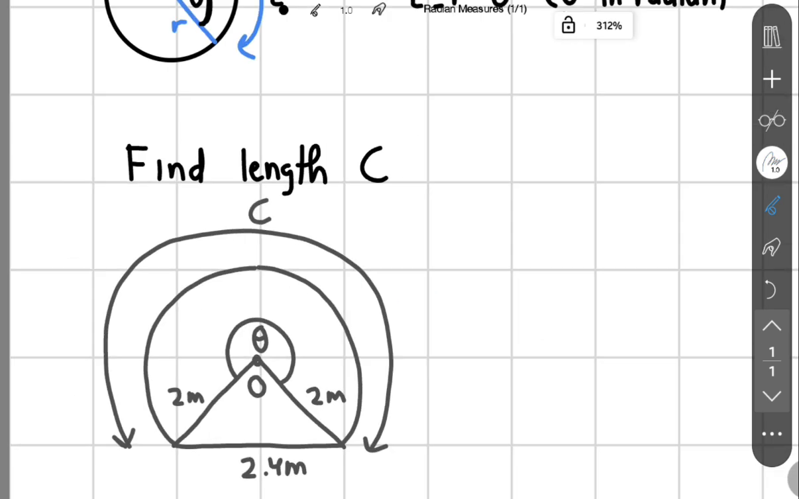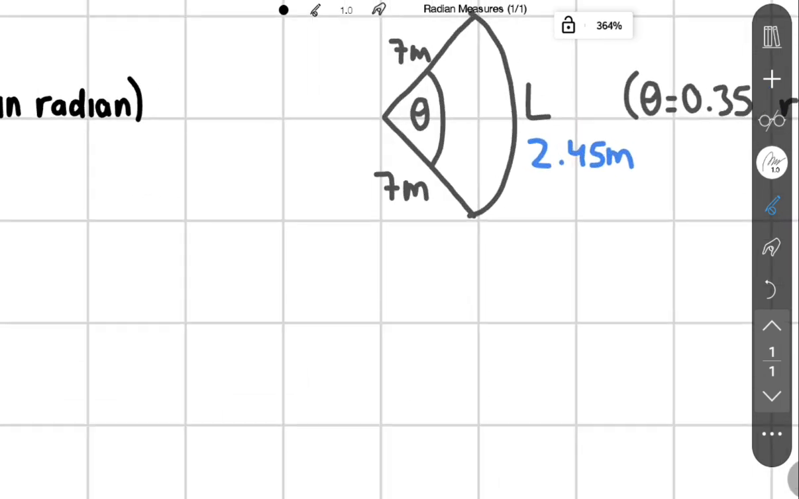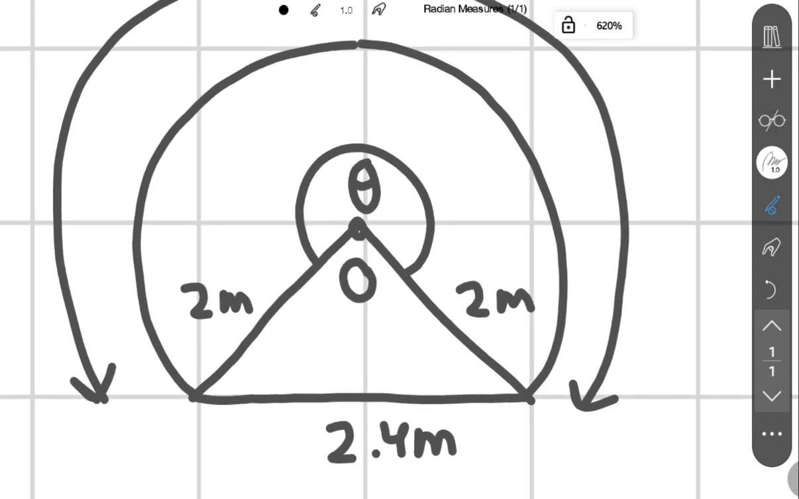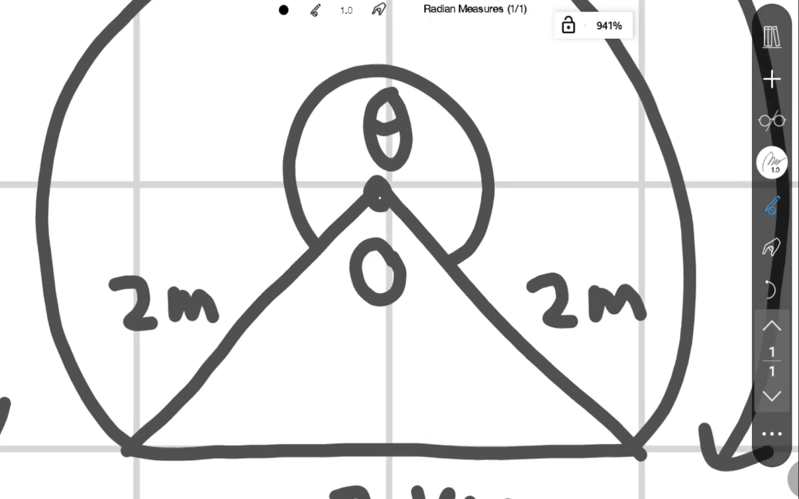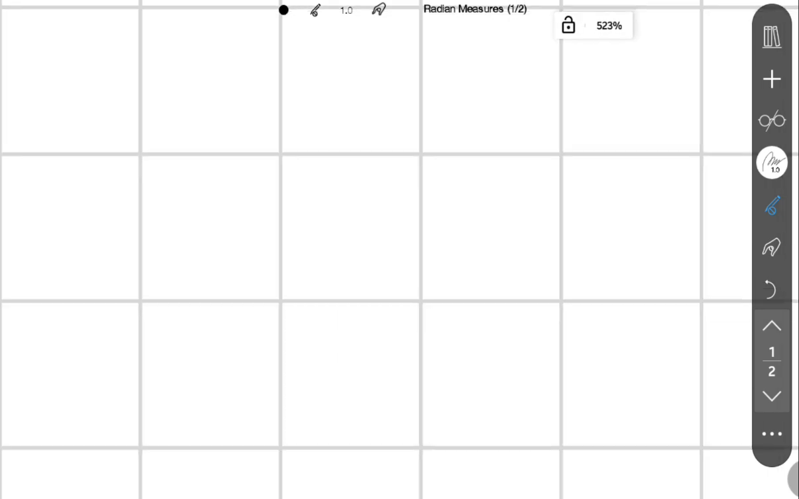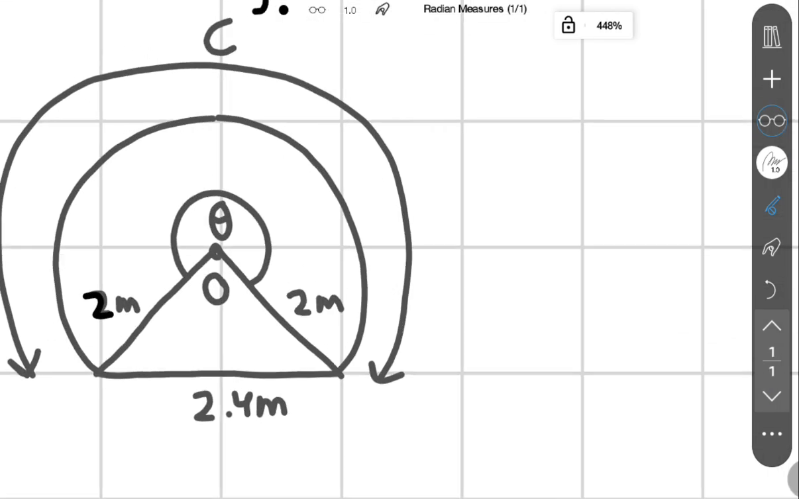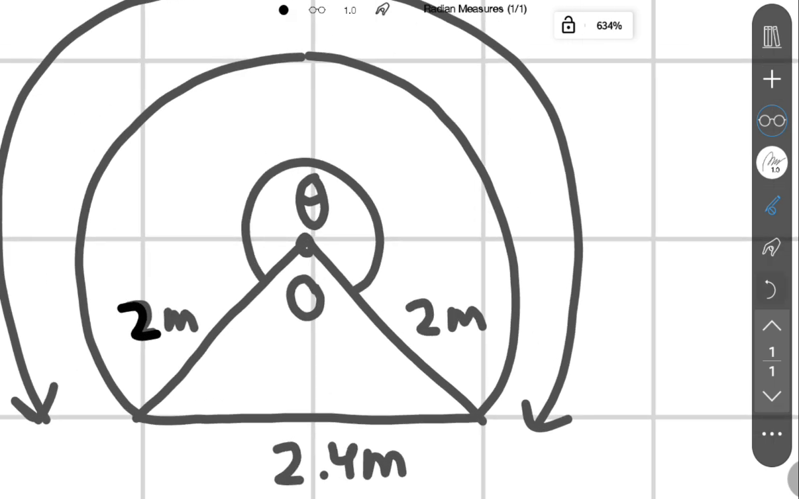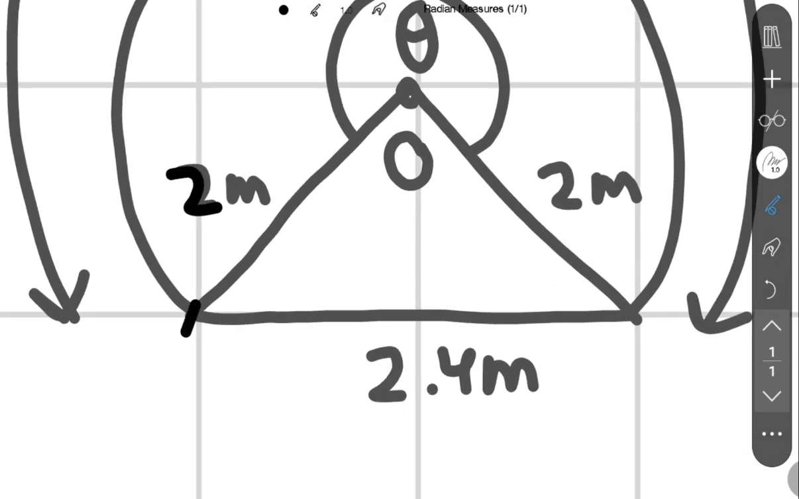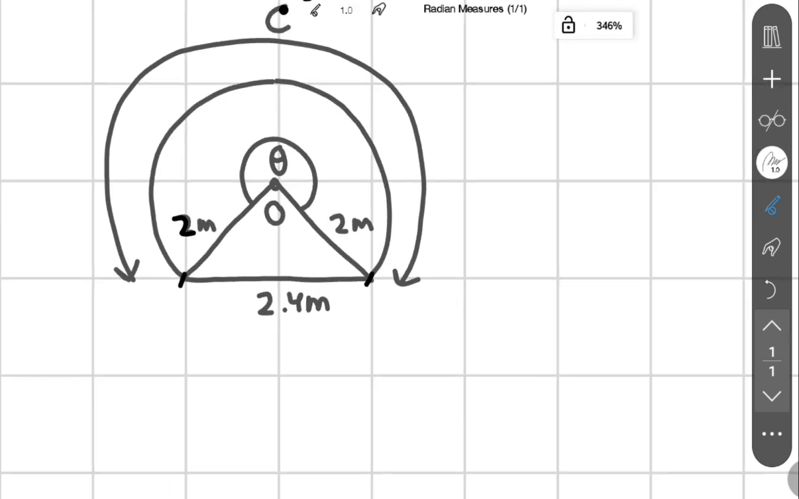Okay, so let's solve a question also based on the formula for the length of an arc. This is the question we have. We have a triangle, and you can see a part of a circle enclosed around the triangle, of radius 2 meters. Apologies for the misinput. So we have radius 2, and we have an angle theta. We have the center, and you can see the base length here is 2.4, and we're asked to find length C, which is basically the arc length around this triangle.